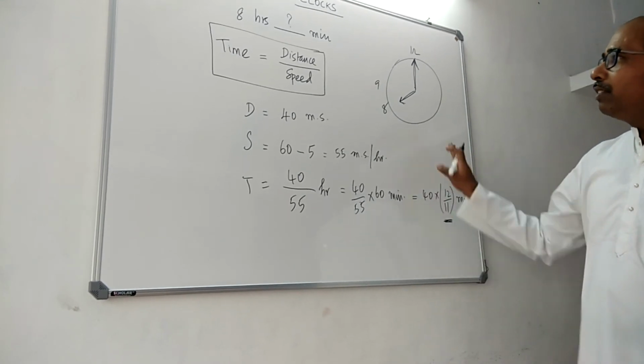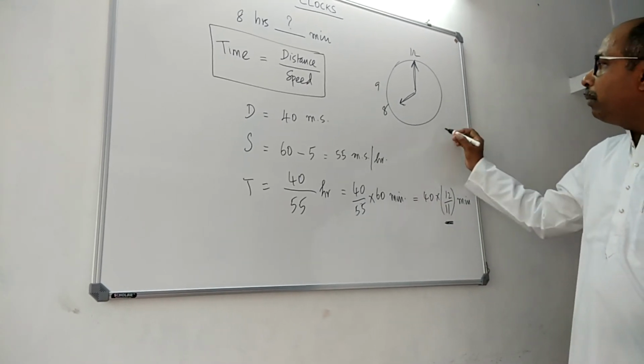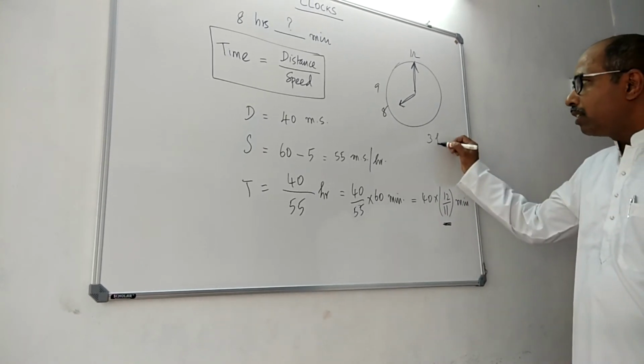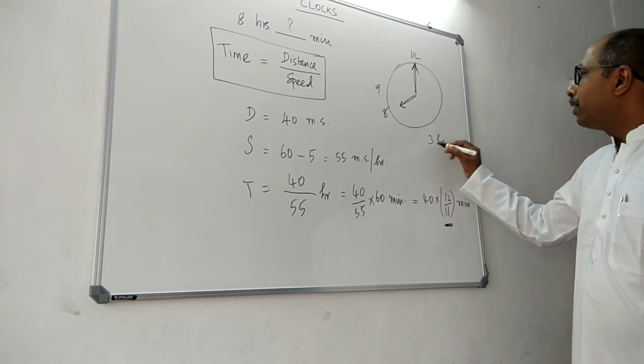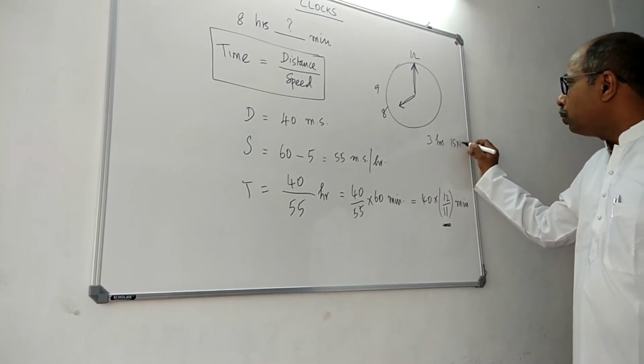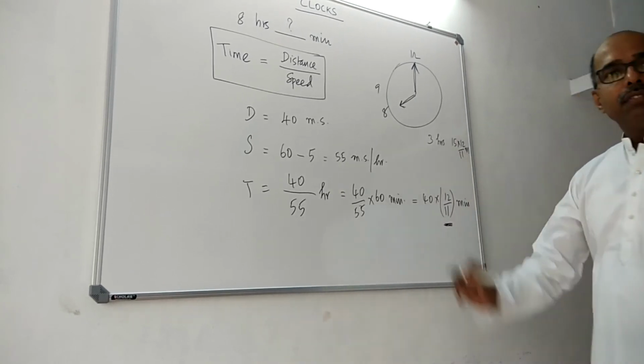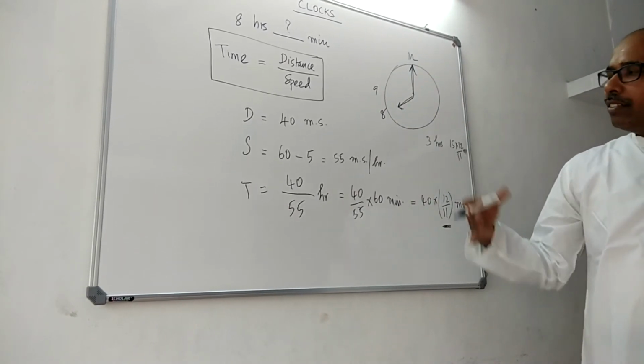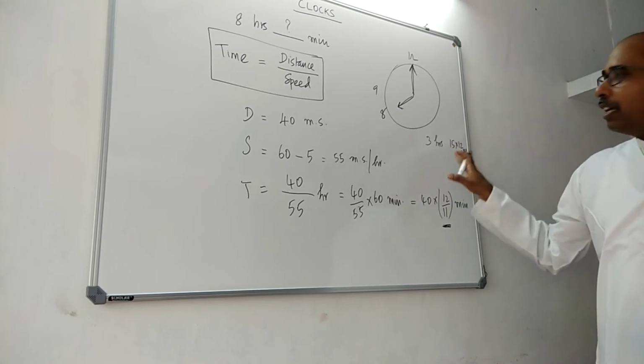Let me ask you one simple question. At what time between 3 and 4 will the hands of a clock coincide with each other? The answer is 3 hours, and 3 into 5 will be 15 into 12 by 11 minutes. Similarly, between 10 and 11, 50 into 12 by 11. You can just simply substitute the numbers, nothing more than that.